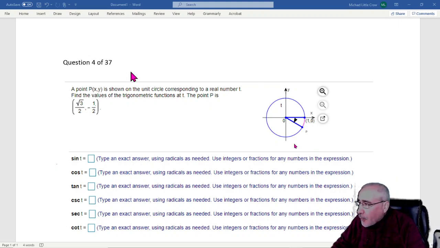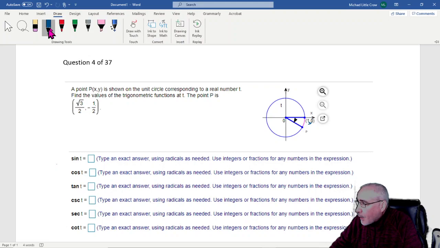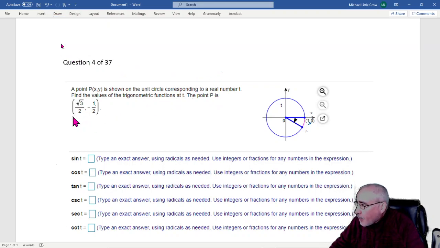For question 4 of 3, we're given a unit circle, which is important. It's got a radius of 1, and we are given a point on that circle: square root of 3 over 2, minus 1/2. So that's our x and our y coordinate of the point. And we're asked to find all the trig functions.